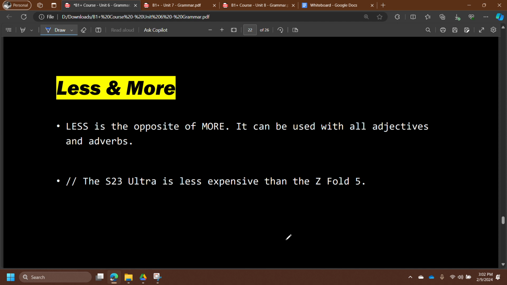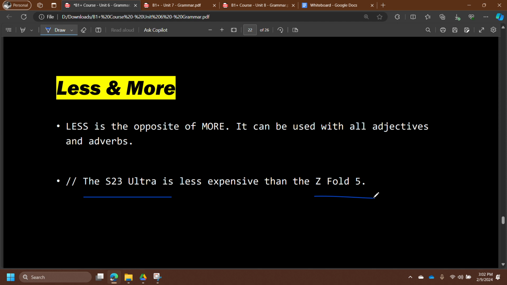So what about less and more? What are they and what do they do? So less is the opposite of more. It can be used with all adjectives and adverbs. For example, the S23 Ultra is less expensive than the Z Fold 5. So meaning this phone number 1 is less expensive than fold number 2.